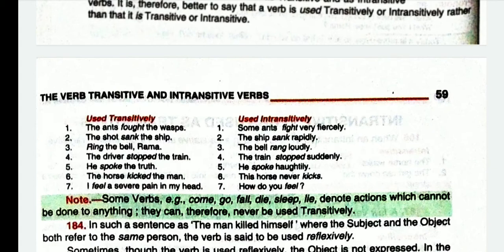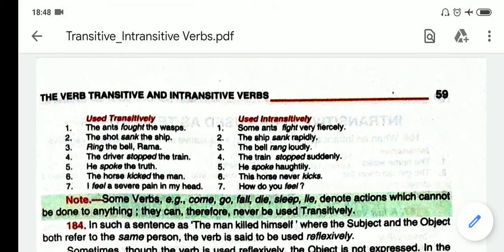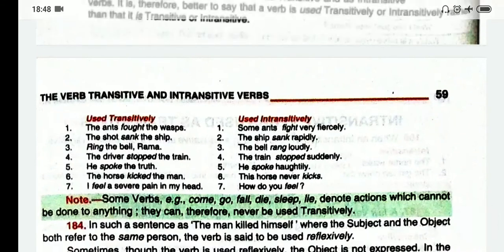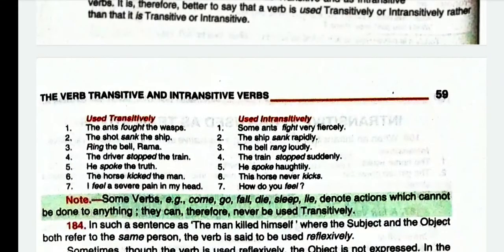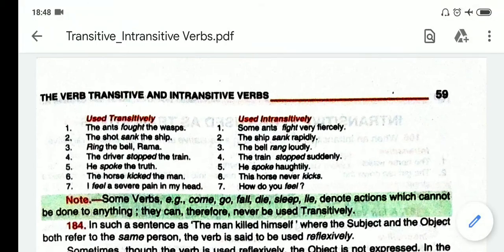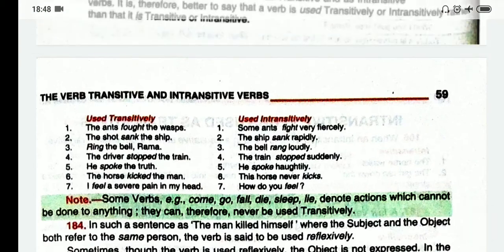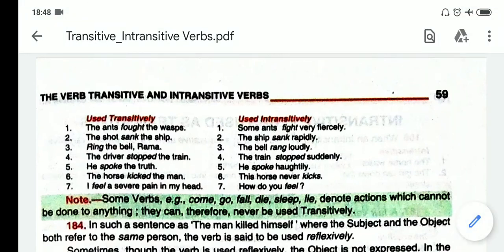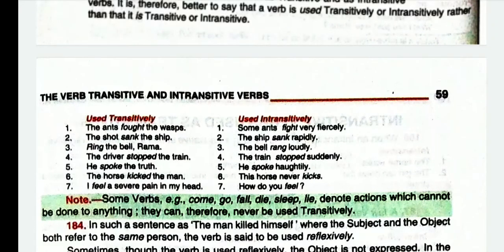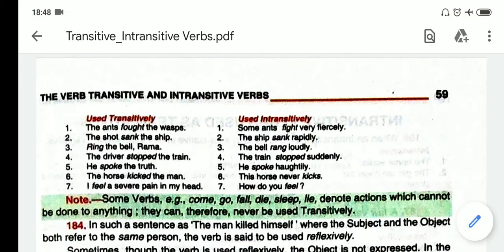So the ant fought the wasp. There is a direct object. So in this case fought is used transitively. Secondly, some ants fight very fiercely. Very fiercely is an adverb. It is not an object. So it is used intransitively. Here fight is used intransitively. Fought is obviously the past form of fight. So in the first case fought is used transitively. In the second case it is used intransitively because there is no direct object.